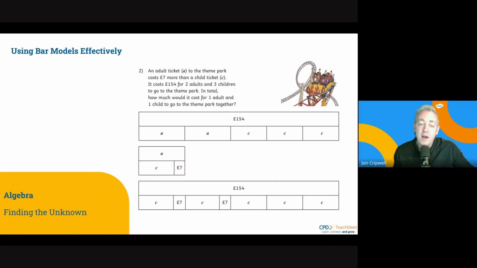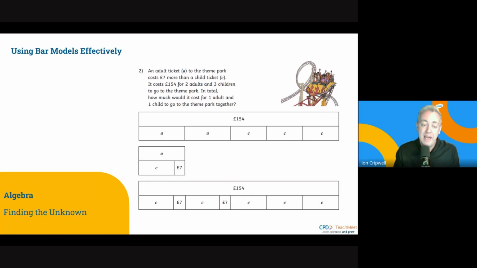And again, I think this is where you might lose children if we're not careful. We need to be going back to the problem here and just checking that that's right. The adult ticket costs £7 more than a child ticket. And this is where I think constructing the bar model for the children alongside them, rather than just having it on the screen, is really important. So I'm going to draw out my adult ticket here. It's the same size as the adult ticket in the problem that we're looking at. We're trying to keep the proportion the same all the time.